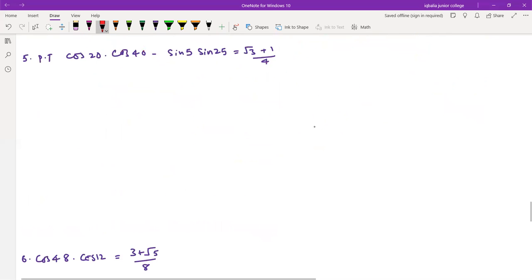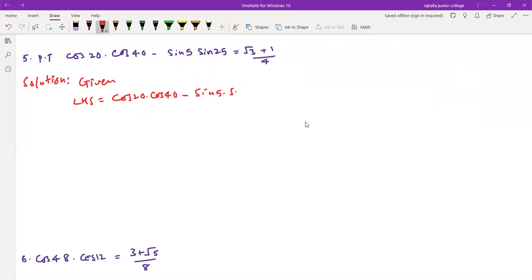Now we are going to see the next question, that is question number 5. Okay, so here the solution. Given that, the left hand side is cos 20 into cos 40 minus sin 5 into sin 25.